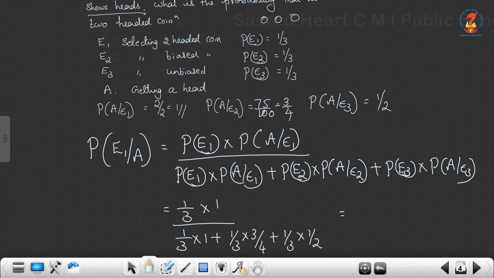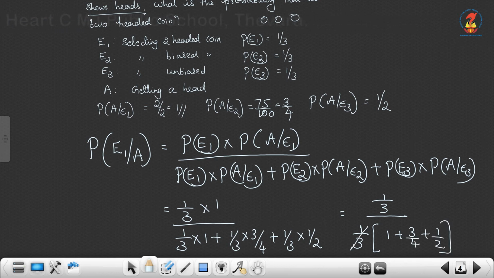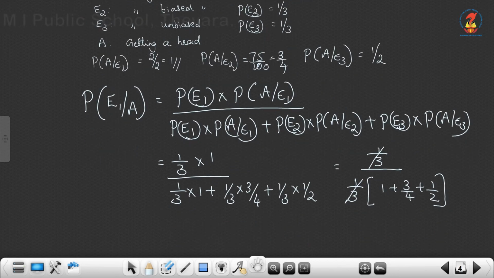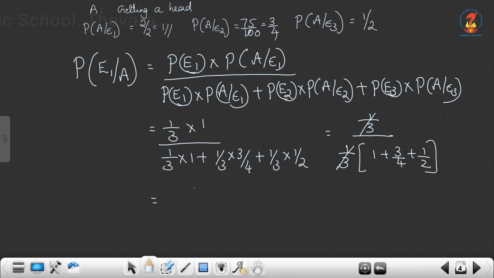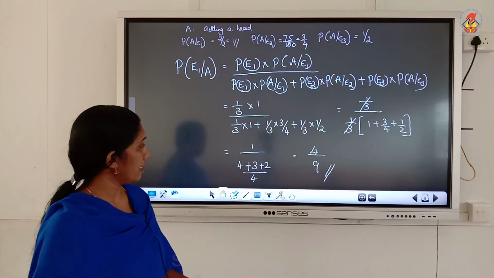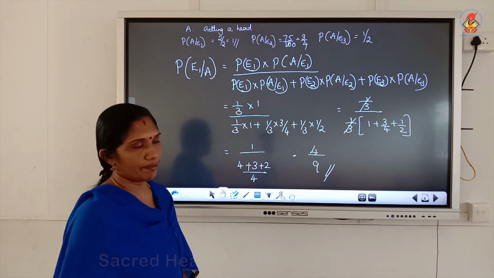So 1 by 3 we can take outside. 1 by 3 into 1 is 1 by 3. 1 by 3 taking out. Then 1 plus 3 by 4 plus 1 by 2. 1 by 3, 1 by 3 cancel. So it is 1 by... LCM is 4. 4 plus 3 plus 2, so 4 out of 9. Okay, check it. Taking LCM, then taking the reciprocal, it is 4 out of 9.